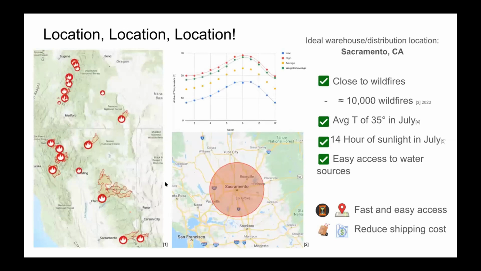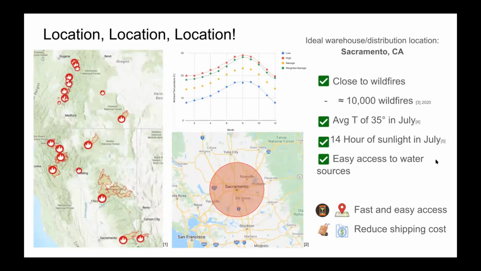surrounded by many water resources like lakes and whatnot. Also, it was important to consider a place that gets a reasonable amount of sunlight. And for our location, for the distribution point, we chose Sacramento, California.